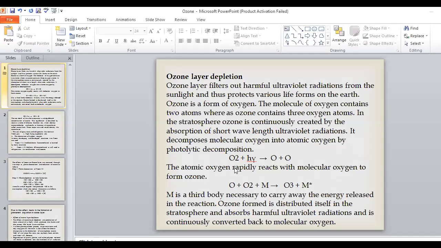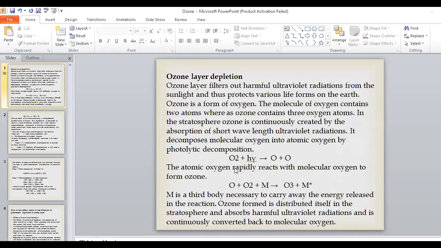In the case of oxygen, we have 2 atoms of oxygen, whereas in the case of ozone, we have 3 atoms of oxygen present. That's why we call it ozone, and it is mainly present in the stratosphere. So it absorbs the short wavelengths of ultraviolet radiation. Due to that, a reaction takes place continuously.